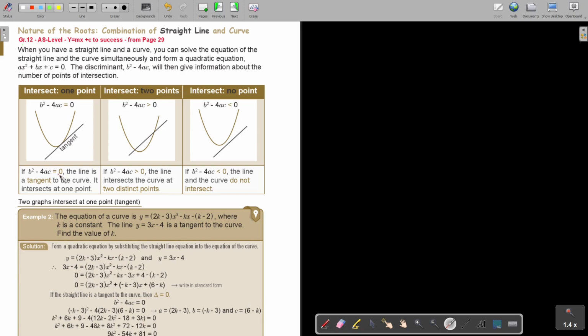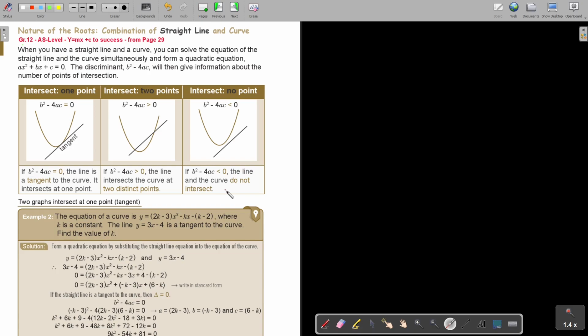If it intersects at 2 points, can you see the 2 points? Then the discriminant will be bigger than 0. The line intersects the curve at 2 distinct points, and usually you will find those words in the question. And if it intersects at no point, then b squared minus 4ac will be smaller than 0. So the line and the curve do not intersect.